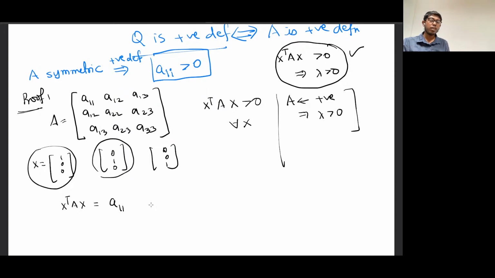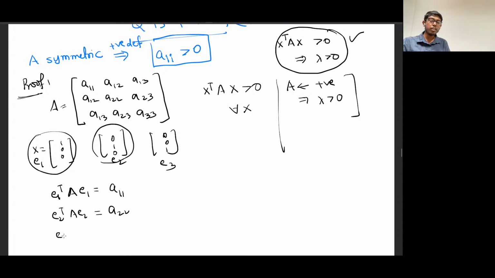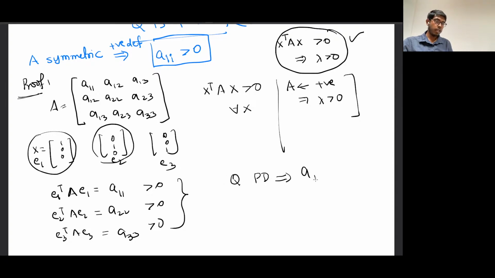Let's name them E1, E2, E3. E1 transpose A E1 is A11, E2 transpose A E2 is A22, and E3 transpose A E3 is A33. Okay, greater than 0, greater than 0, greater than 0. So all the diagonal elements will be greater than 0. And hence Q positive definite implies Aii is greater than 0 for all i.